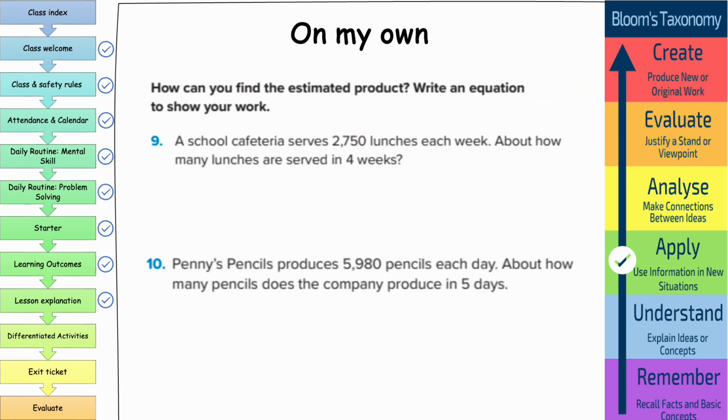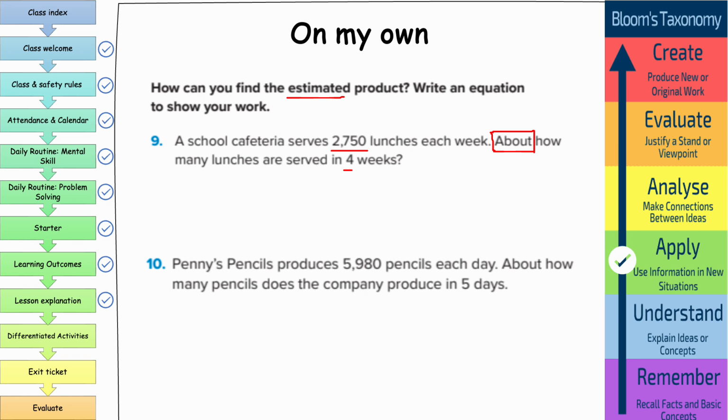Now, how can you find the estimated product? It doesn't ask me for rounding and it doesn't ask me for a compatible number, so I will use rounding. So, a school cafeteria serves 2,750 lunches each week. About how many lunches are served in 4 weeks? Now remember, you have the word about. About means we need to estimate. Okay? Now I have the number 4 and I have the number 2,750.